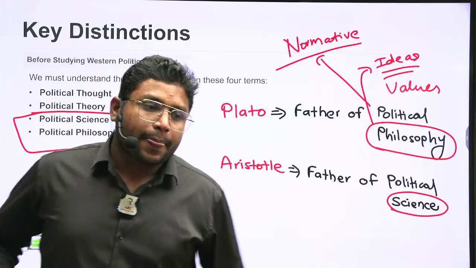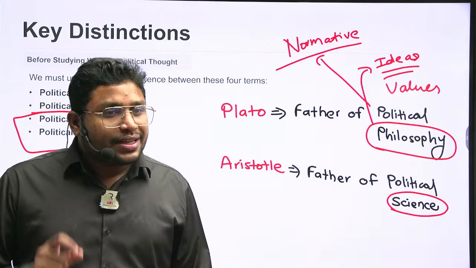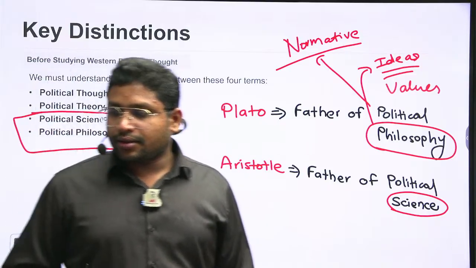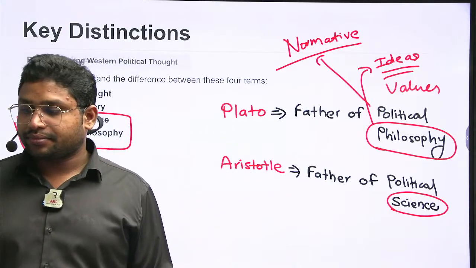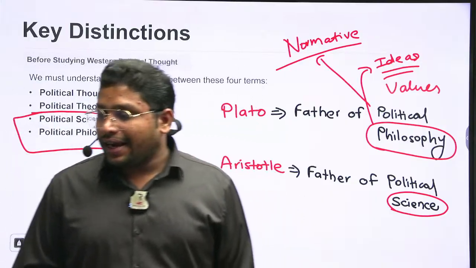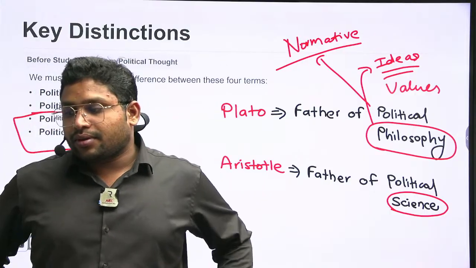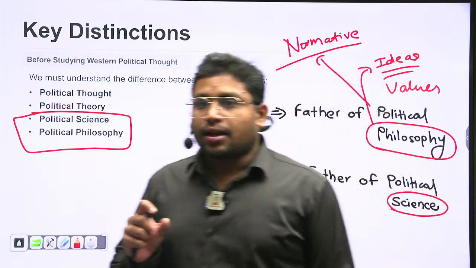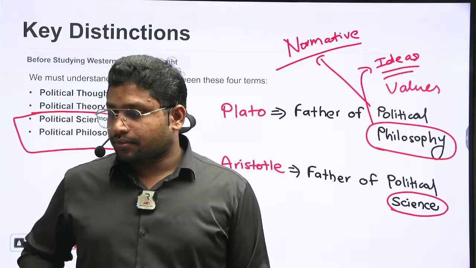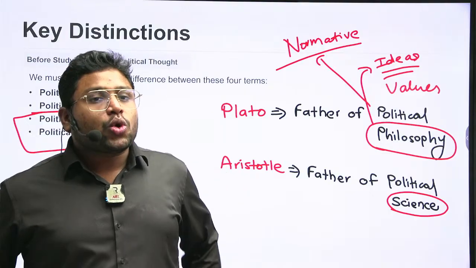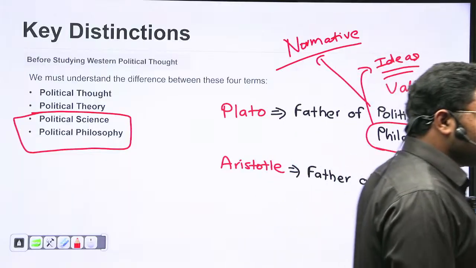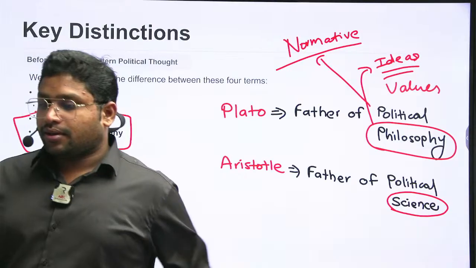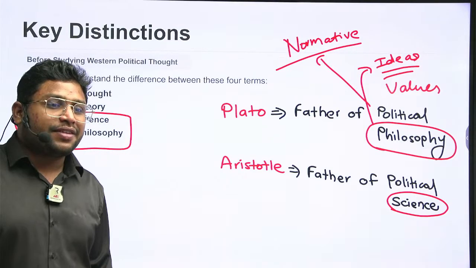Next line. On the other hand, political science is largely empirical and descriptive. Telling us how politics actually works. However, it also contains some normative elements.